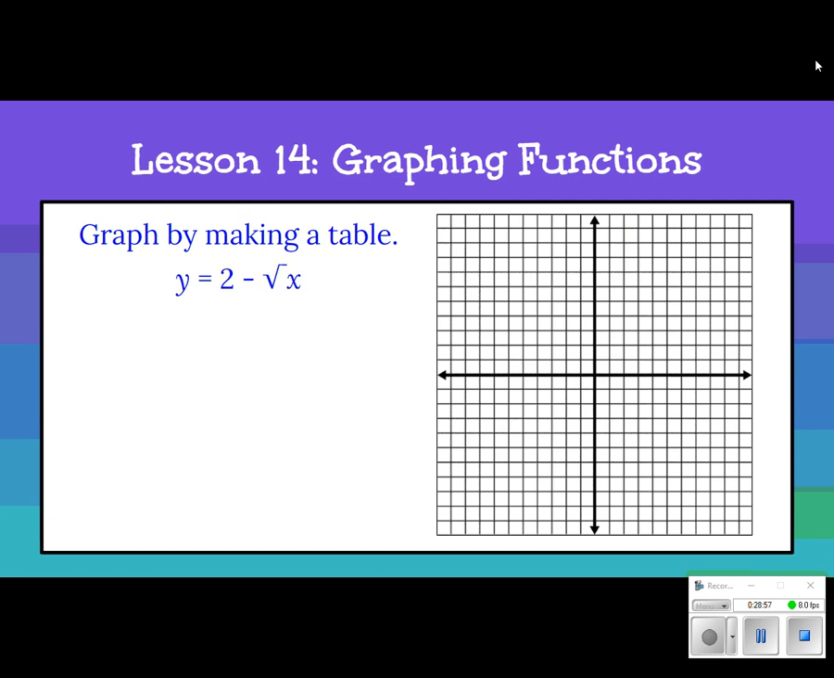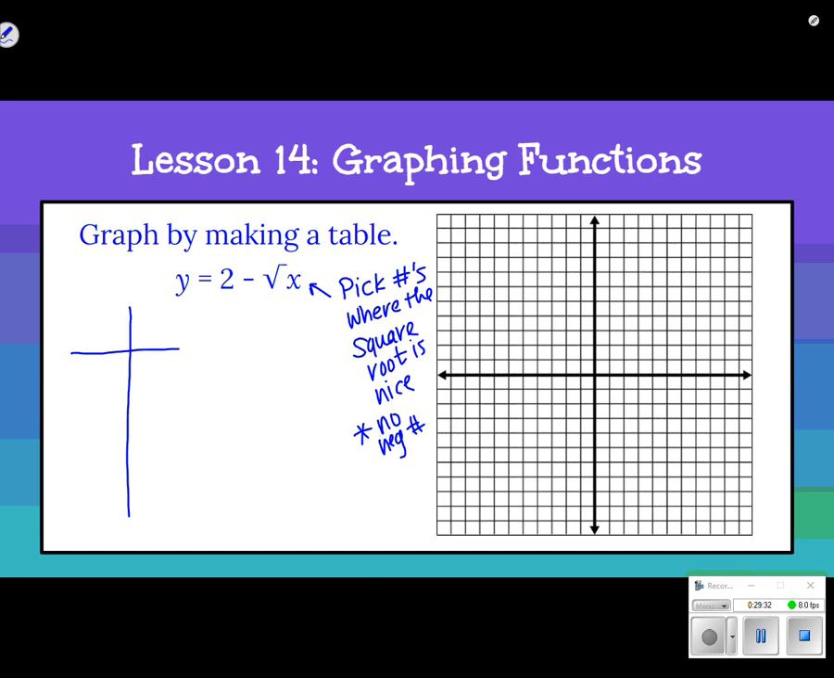All right. Now, here is one where 2 and 3 are not going to be the best numbers. So I have 2 minus the square root of x. So what I want is to pick numbers where the square root is nice. And I'll go ahead and tell you there are no negative numbers. You cannot take the square root of a negative number. It doesn't work. So we're going to still try to find 5 numbers.